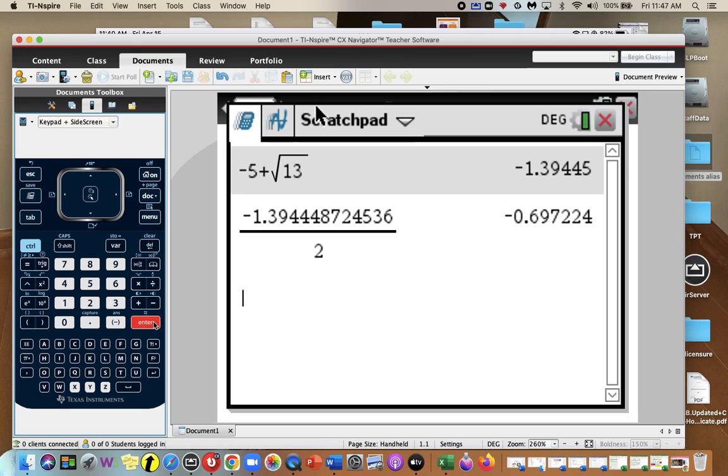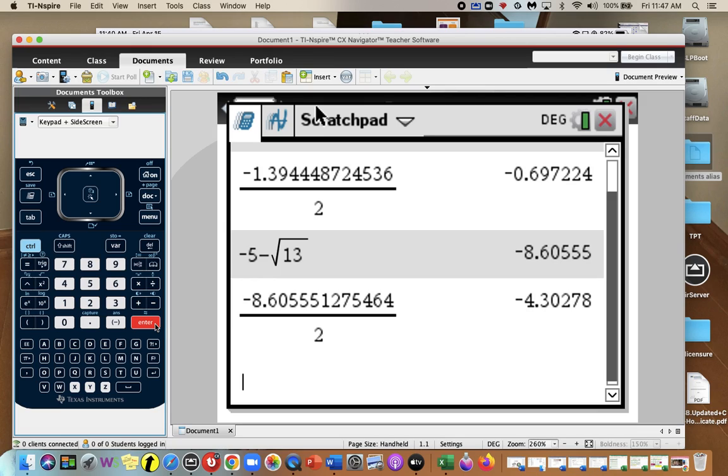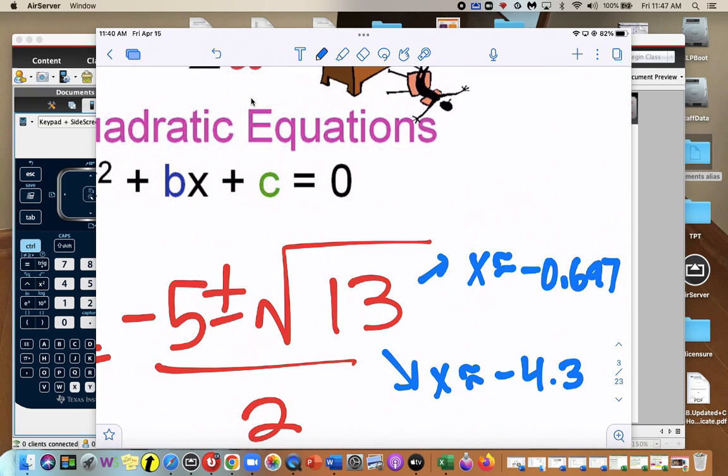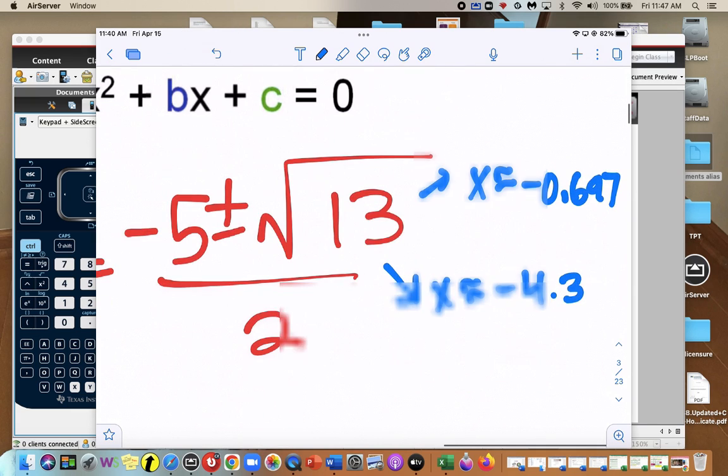And then we'll type in the other one, which would be negative 5 minus the square root of 13. Hit enter, and then divide that by 2. And so our other answer will be about negative 4.3. Okay, so let me pop up my iPad again so you can see. So again, we did the plus, we did the minus, we got 2 answers.